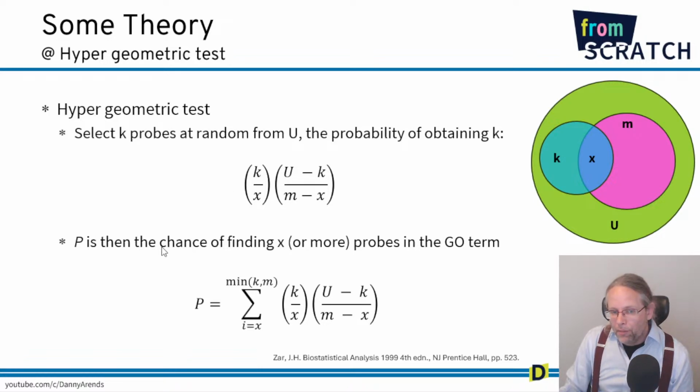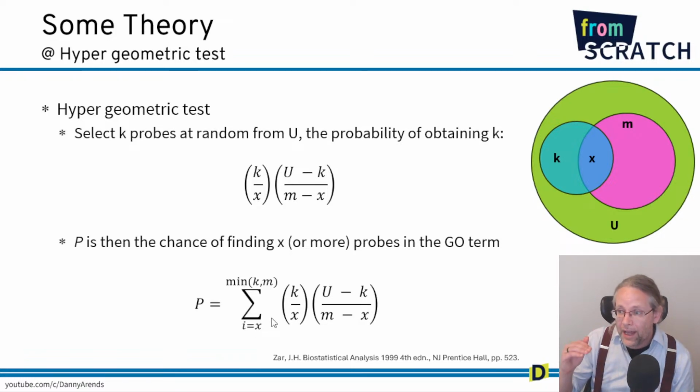Now the probability of finding more than X probes in a GO term is just the same formula, but now we just add up all of the probabilities from I equals X to I equals the minimum of K and M. So this is how you would compute it. It's just very basically this formula. You fill in I equals x, then you fill in I equals x plus 1, then you fill in I equals x plus 2. So it's very basic.